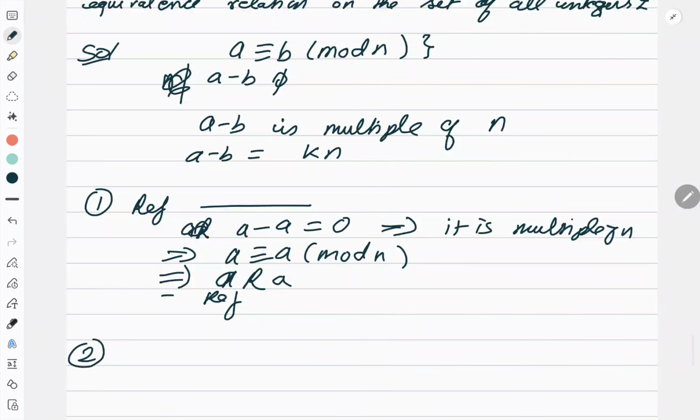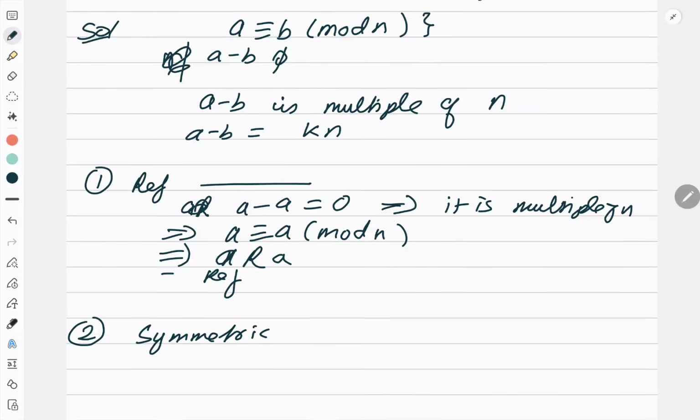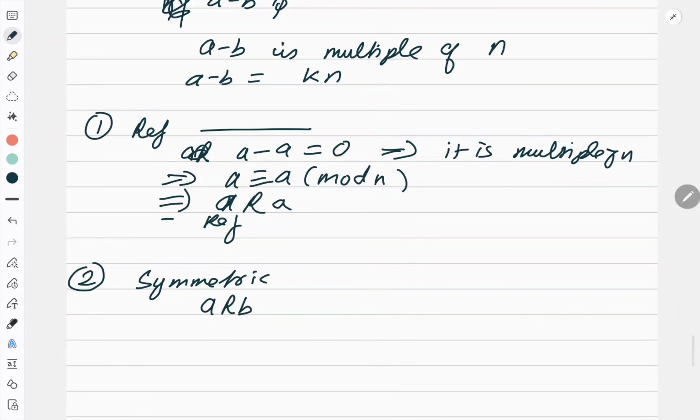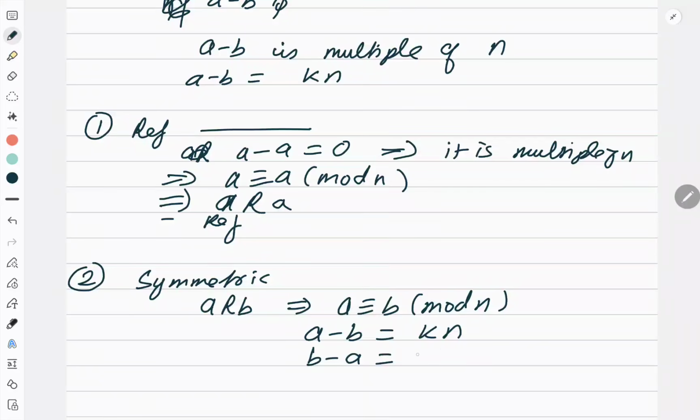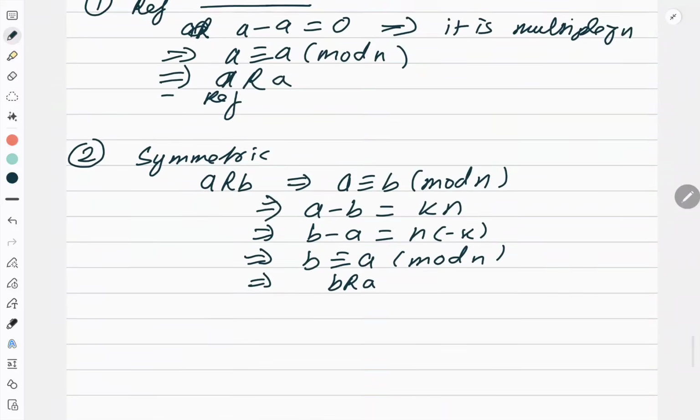which implies a is R related to a, which implies reflexive. Correct? Second is symmetric. Now the moment I say a is R related to b, it implies a congruent b mod n, which means a minus b is equal to some kn. So b minus a is also n into minus k, which implies b is congruent to a mod n, which implies b is R related to a. So it is symmetric also.